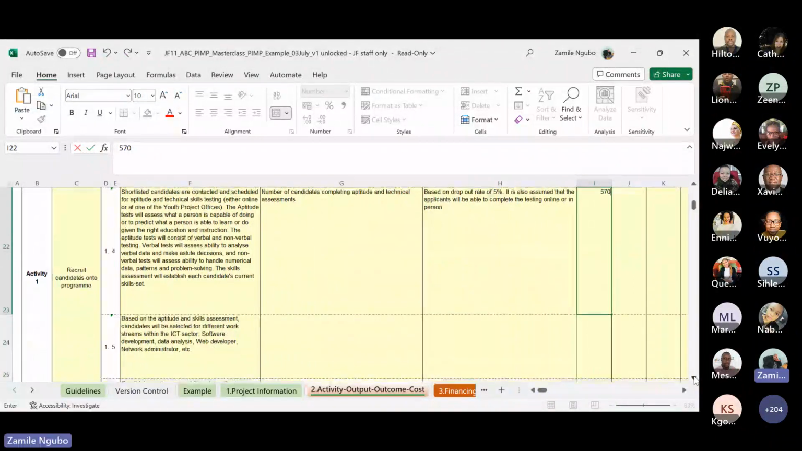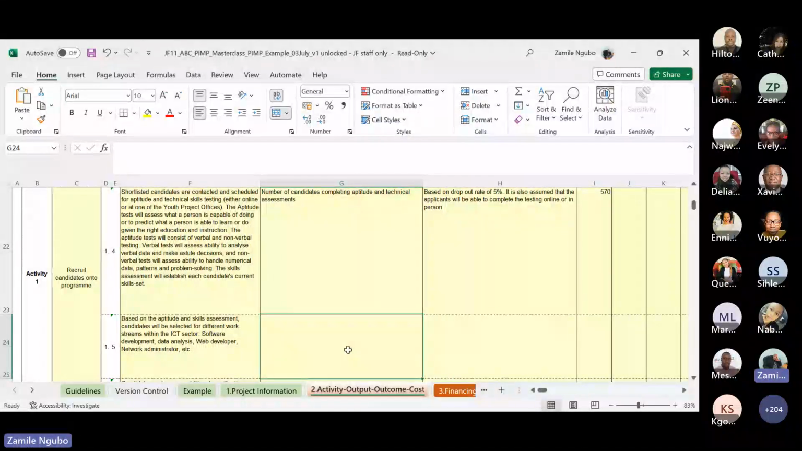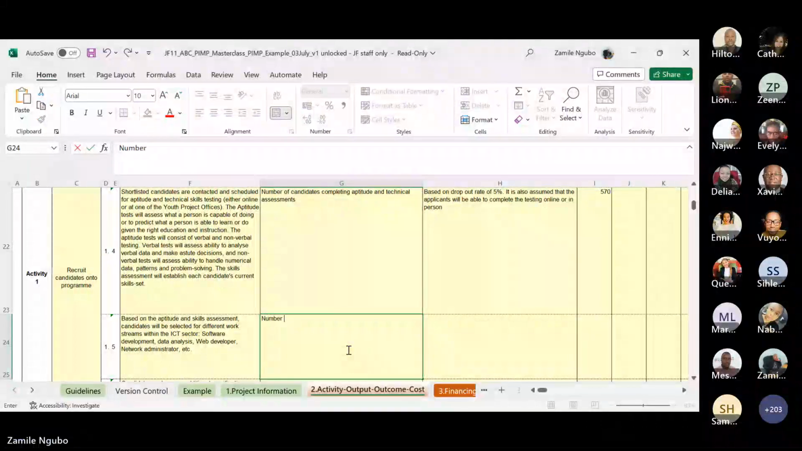Then moving on to the next sub-activity. We want to describe an output for that. Based on the aptitude and skills assessment, candidates will be selected for different work streams within the ICT sector. These are software developers, data analysts, web developers, and network administrators. So these are the roles that will be available in the sector. An output associated with that will be the number of candidates selected to the program.